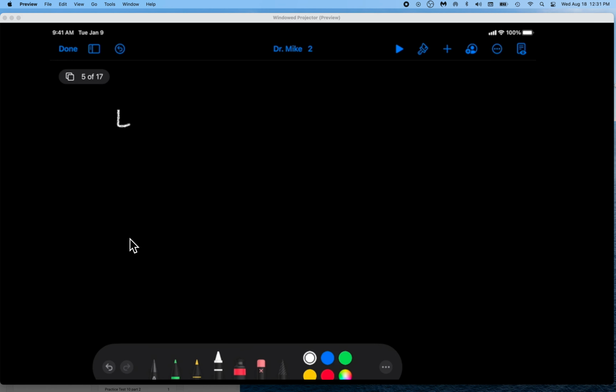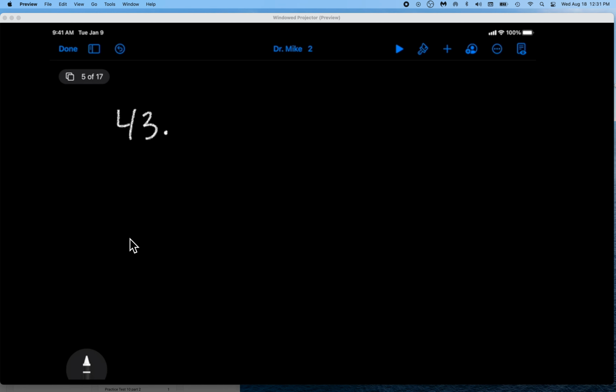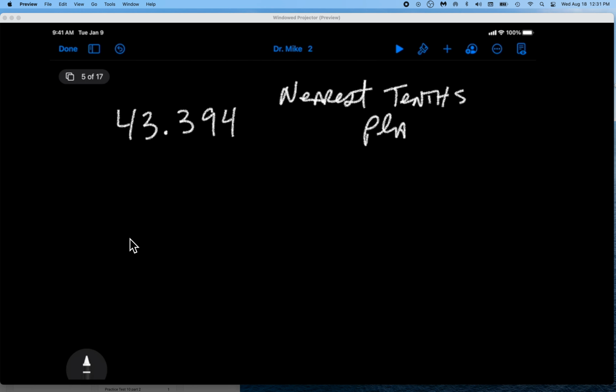What is this to the nearest tenth place? We go to the tenths place. We go next door. If it's 5 or larger, we make it bigger. There's your answer. How about this one in red?